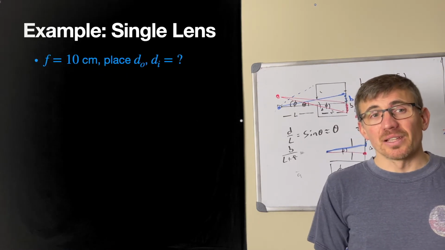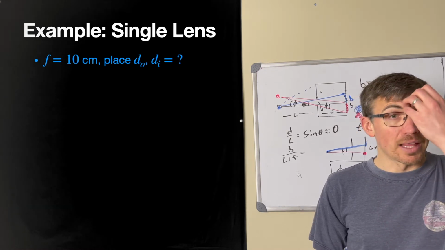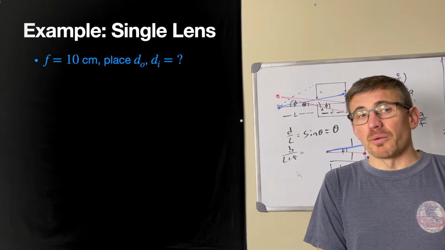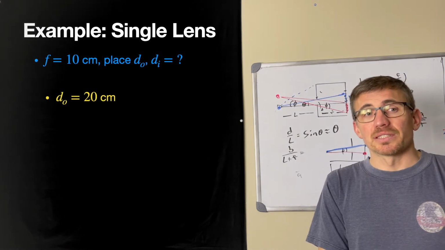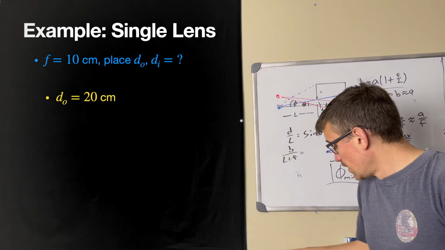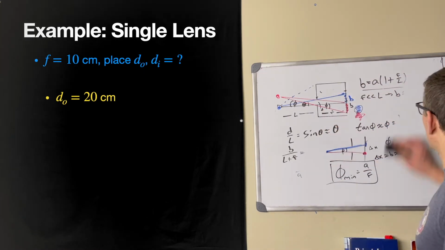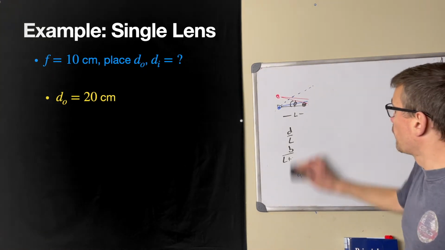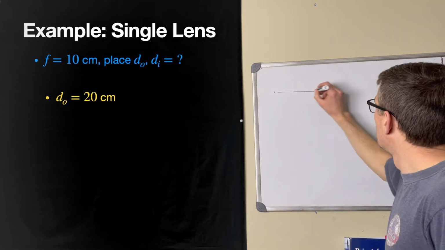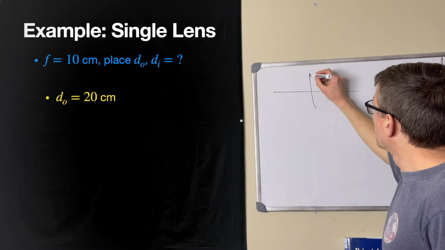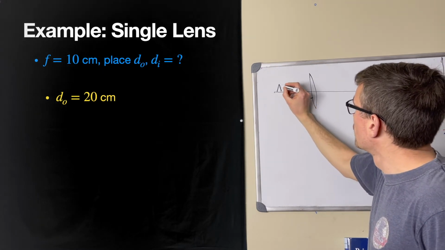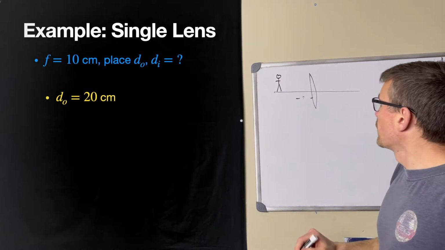So we'll take a single lens and it has a focal length of 100 millimeters, 10 centimeters. We're going to place an object somewhere and look where the image is. Okay, just to get a feel for this. So first of all, let's put an object 20 centimeters away from our focus. Okay, so we have our lens here, and we have a focal length here, and we're going to put it twice as far away. Okay, there's our object.